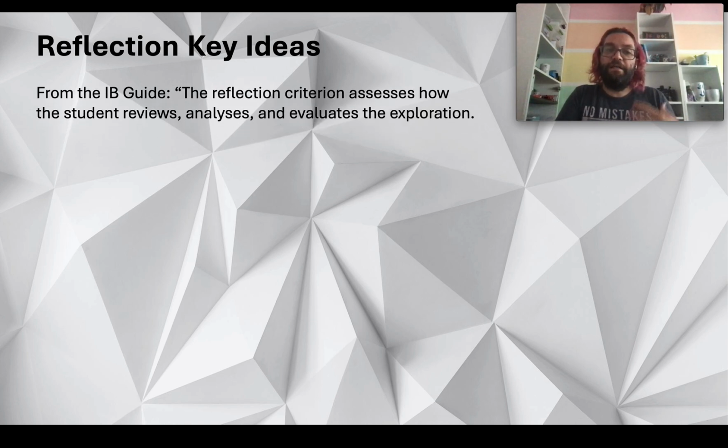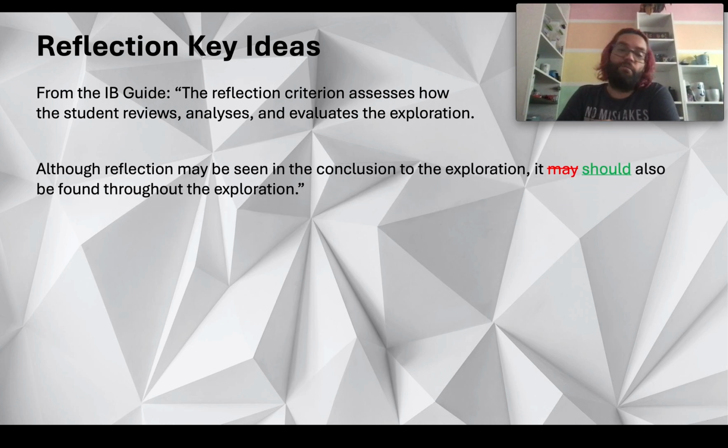So some of the key ideas on reflection. First I want to start with some thoughts from the IB guide. The reflection criterion assesses how the student reviews, analyzes, and evaluates the exploration. And hopefully you've heard me using some of those words and discussing that in the previous slide. But reflection is really about checking in with the process of your exploration, with the math that you're doing.